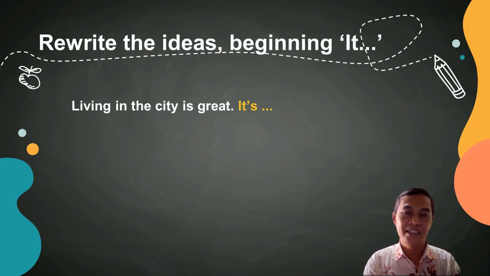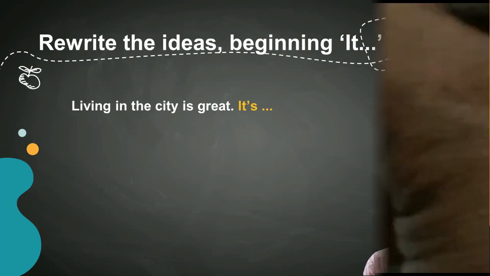So here I have a sentence. Living in the city is great. So when we look at the sentence, we can find the adjective great. Now you are going to start with the adjective great. So here we have it and also be, is. If we can see the pattern, what should you do now? After it, please write on your notebook.